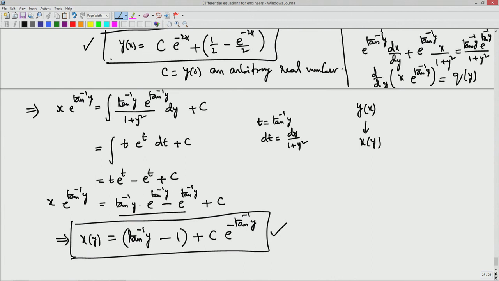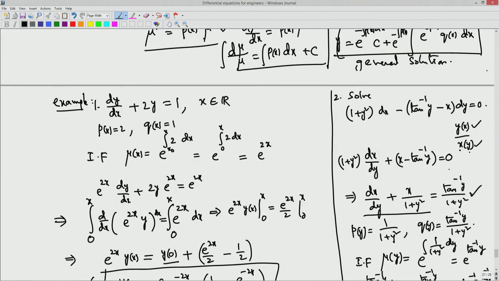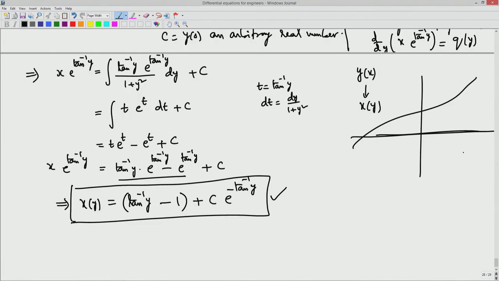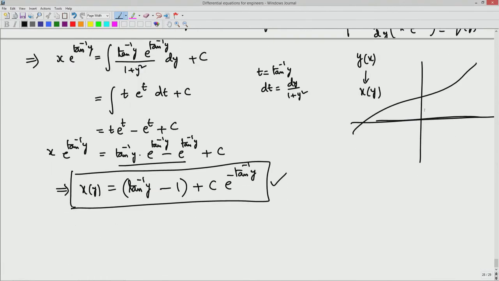So you have something like this. If you have e power x, or simply some curve which is defined for all values of x, this is x, this is y. You can also view this as x as a function of y. So it is an invertible map.